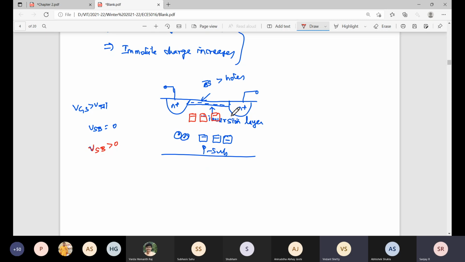Is it understandable? Okay. Previously, some holes are there. Due to applying more VSB, more holes are created. So we need to apply some additional voltage, let's take delta V. Then only the inversion layer will form. What is the voltage we need to apply to turn on the transistor? That voltage is called the threshold voltage. Good.